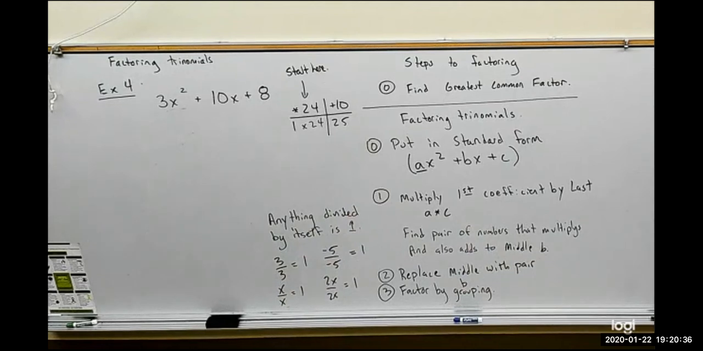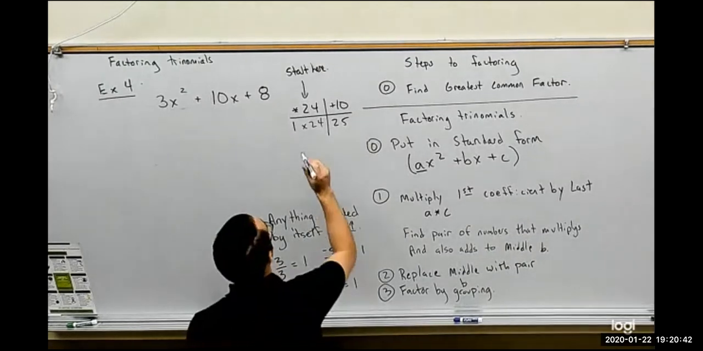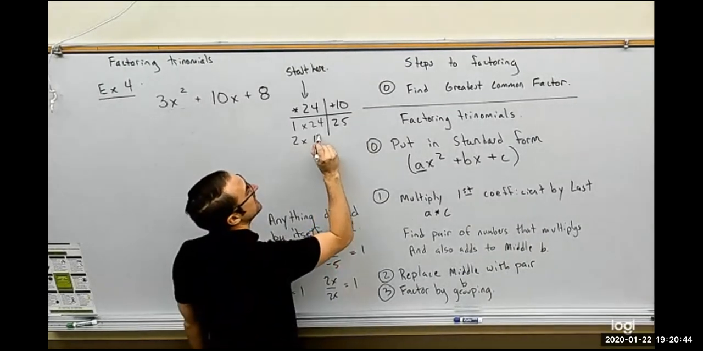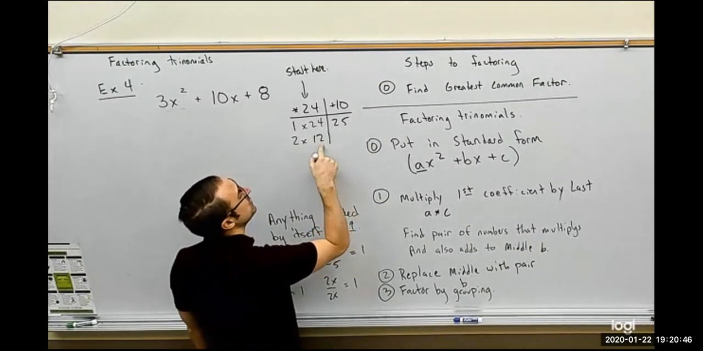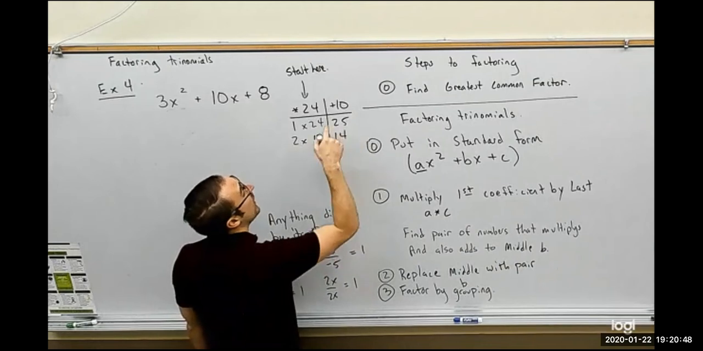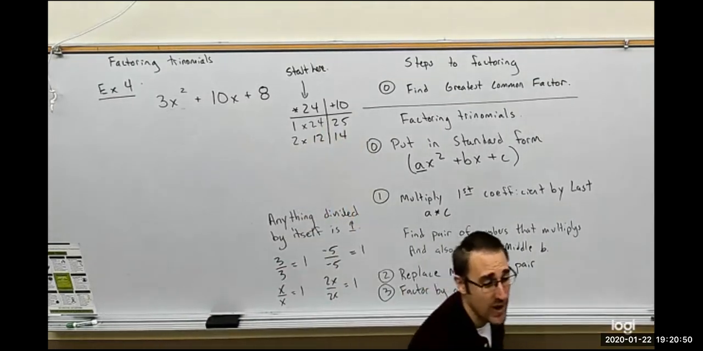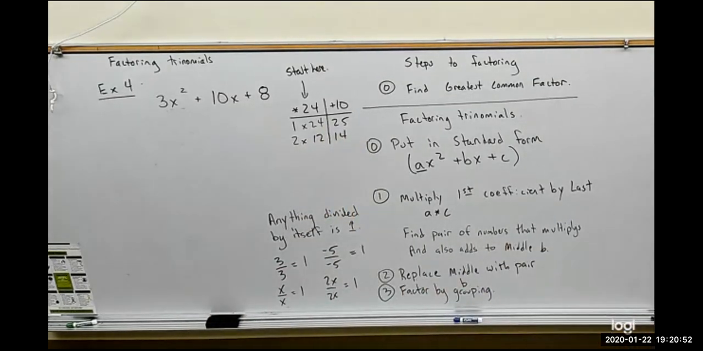All right, and the next one. I mean, 24 is divisible by 2, so let's try 2 and 12. We'll see how fast we get there. 2 times 12, that's 24, but 2 plus 12, that's 14. We're way closer than we were before. 14 is way closer to 10 than 25 is. All right.